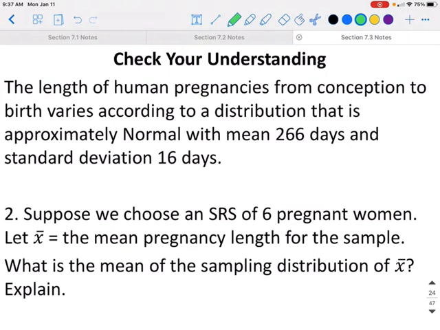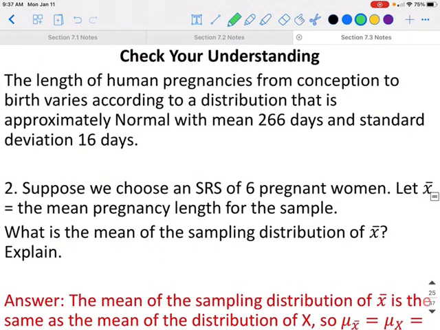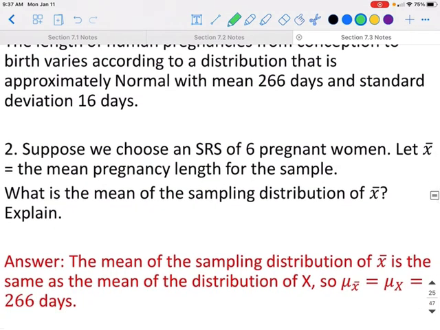Suppose we choose a simple random sample of 6 pregnant women. Let x bar equal the mean pregnancy length for the sample. What is the mean of the sampling distribution of x bar, and explain the meaning. Since the mean of the sampling distribution of x bar is the same as the mean for the distribution of x, we know that mu sub x bar will just be the same as our mu sub x, so it would still be 266 days for the sample.